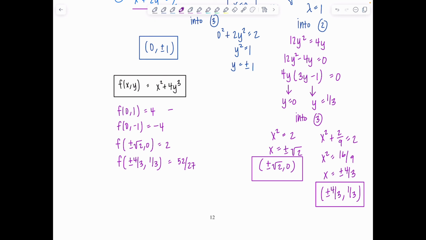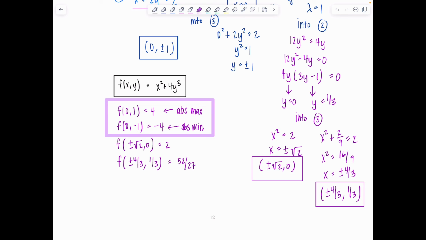So there you have it, folks. There's our absolute max. And there's our absolute min. Let's box them once again. Beautiful. Okay, I hope you had a good time following along.